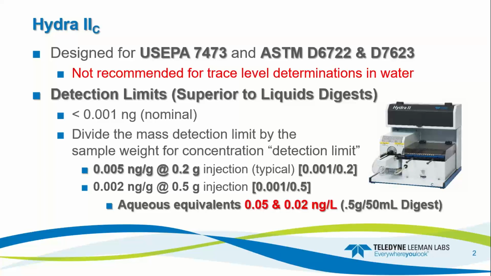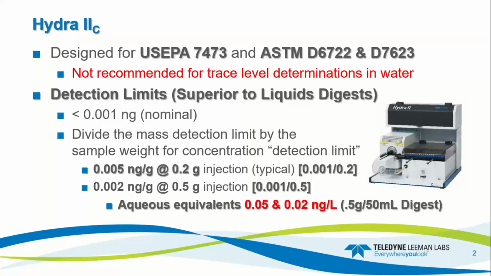So the detection limits on this system, they're superior to liquid digest. It has a nominal detection limit of approximately 0.001 nanogram. So if we look at that 0.001 nanogram and use the mass of the sample that we're putting into the system, they're far superior to anything you can do by aqueous digest.